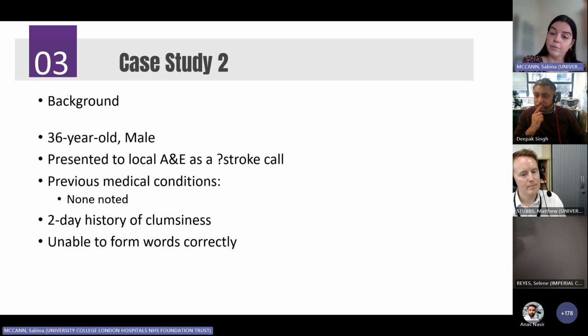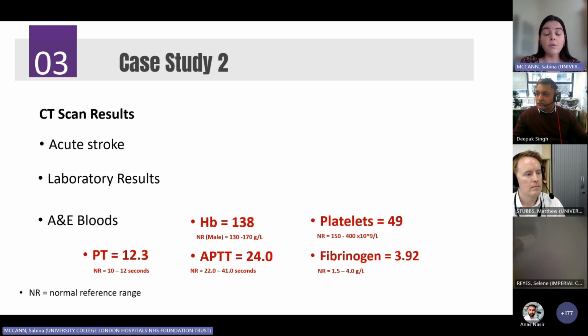So on to case study number 2, a brief background again for this patient. It's a 36-year-old male who presented to his local A&E as a query stroke call via an ambulance. There were no previous medical conditions noted. However, his family who attended with him have reported a 2-day history of clumsiness and being unable to form words correctly. So the local A&E team sent the patient for a CT scan, and this has confirmed an acute stroke.